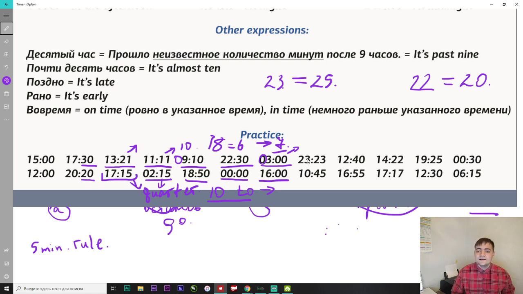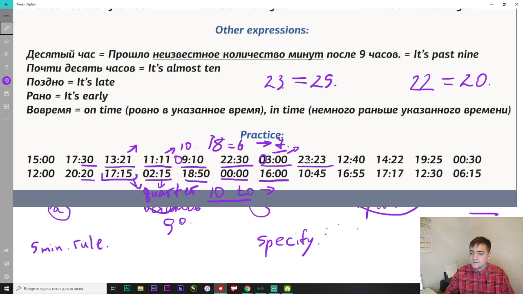Next, 16:00, we say it's 4 o'clock. And again, 4 o'clock can be in a very early morning, or in the afternoon. So to specify, by the way, the word specify means уточнять, we say it's 4 in the afternoon. Or if you're outside and it's obvious, очевидно, that it's daytime, you can just say it's 4 o'clock. It'll be clear.